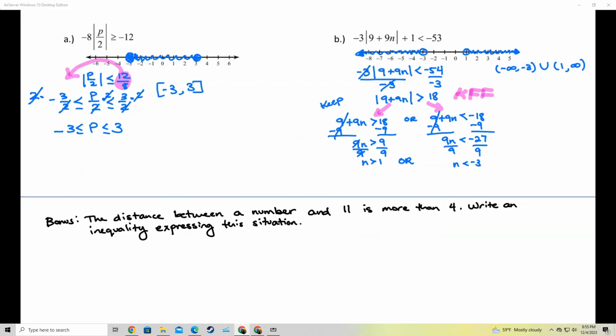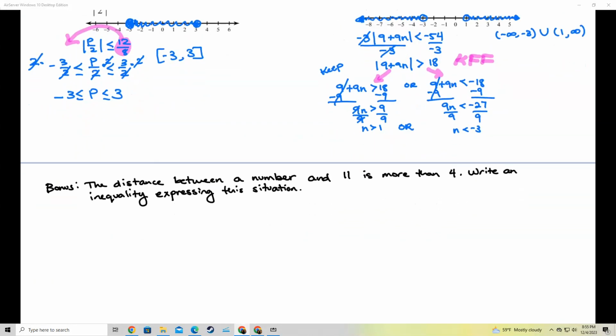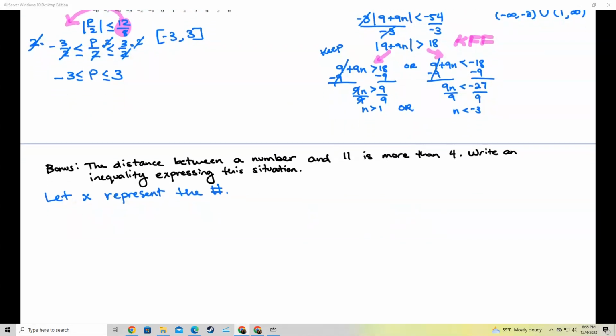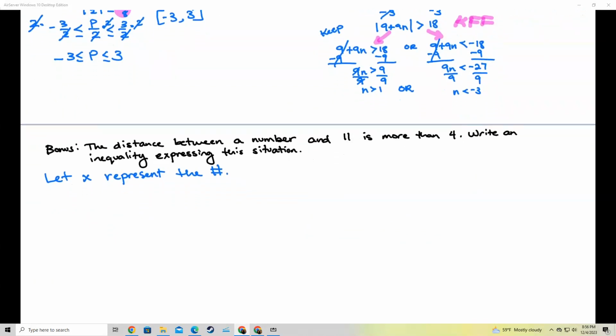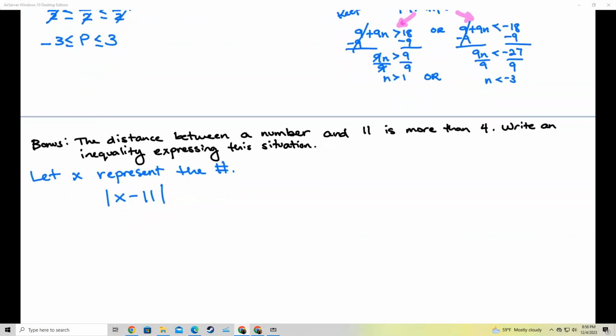It says the distance between a number and 11 is more than 4. Write an inequality expressing this situation. So they're telling me I'm talking about a distance between a number. I don't know what that is. So we're going to say let x represent the number. So then I want the distance between that number and my target, which is 11, but I want that distance to be more than 4. So let's see. Because I'm talking about a distance, I'm going to go ahead and write absolute value of x minus my target number, 11. And this time they're telling me they want it to be more than 4.